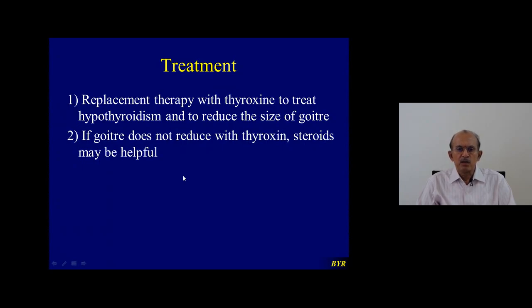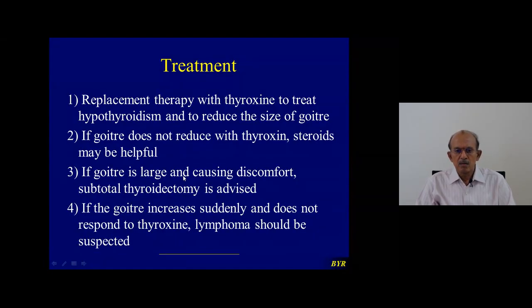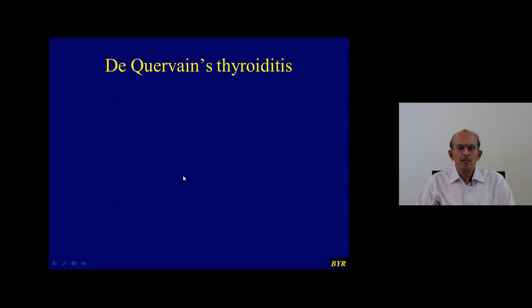If goiter doesn't reduce with thyroxine, steroids may be helpful. If goiter is large and causing discomfort, subtotal thyroidectomy is advised. If the goiter increases suddenly and does not respond to thyroxine, lymphoma should be suspected, because lymphoma is a complication of this Hashimoto's thyroiditis. So this is about the autoimmune or Hashimoto's thyroiditis.